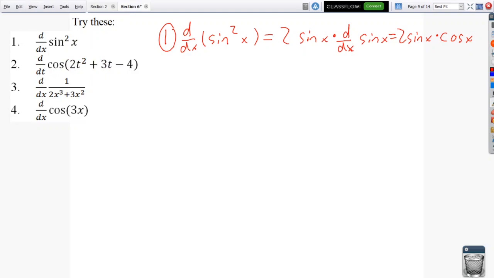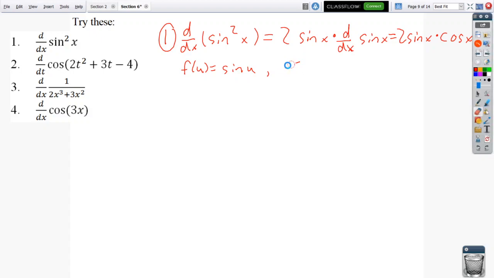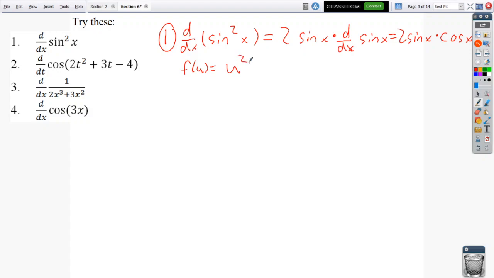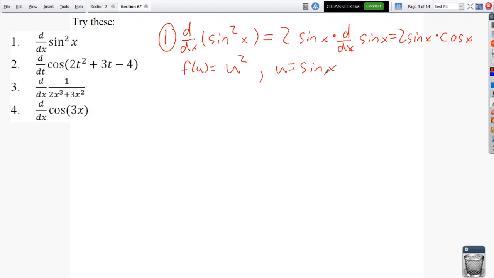Now again, I understand that this is difficult. It's the first time you've done this. You might like doing this a little bit differently if you look at this as f of u is equal to sine of u, where u is equal to, no, that won't work. Because what I want is the f of u to be the outside function. We said that the outside function was u squared. So I've got f of u is equal to u squared. U is equal to the sine of x.